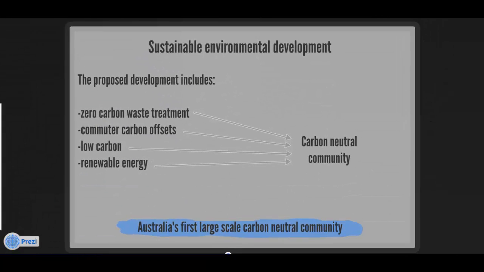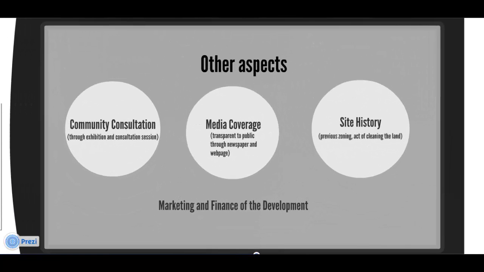The project also aimed to become the first large-scale carbon-neutral community and climate-positive development in Australia. The design incorporates zero-carbon waste treatment, commuter carbon offsets, emits low carbon, and uses renewable energy. Here are other aspects satisfied by the developer. Barangaroo consultation has been held frequently almost during each phase of the development, as public's opinion is important and recognized in Australia. Phases include community forums, public displays, online information, and meetings.